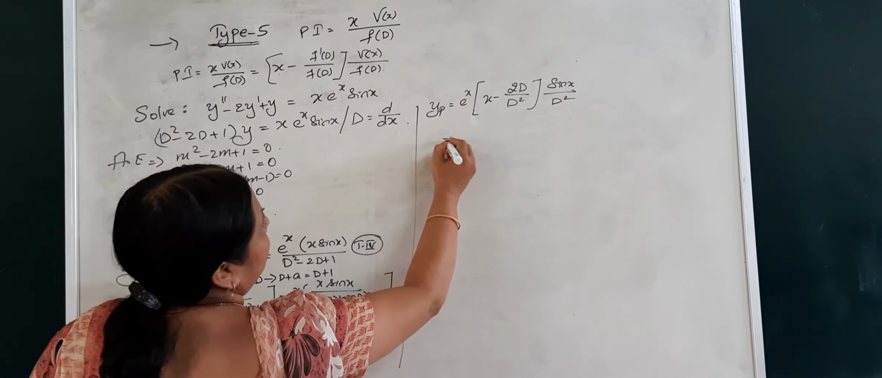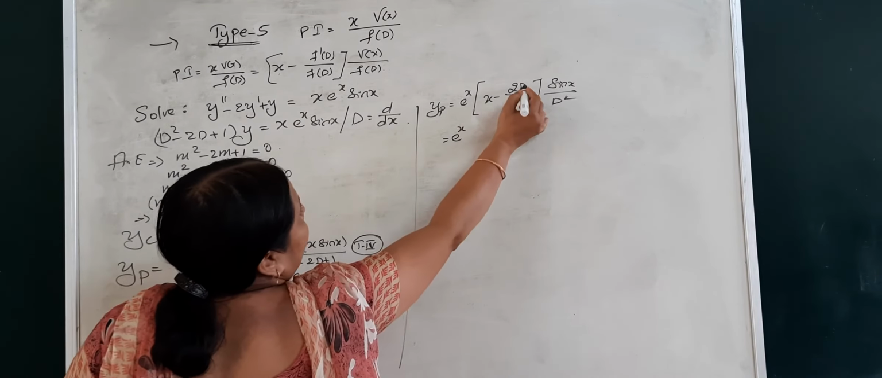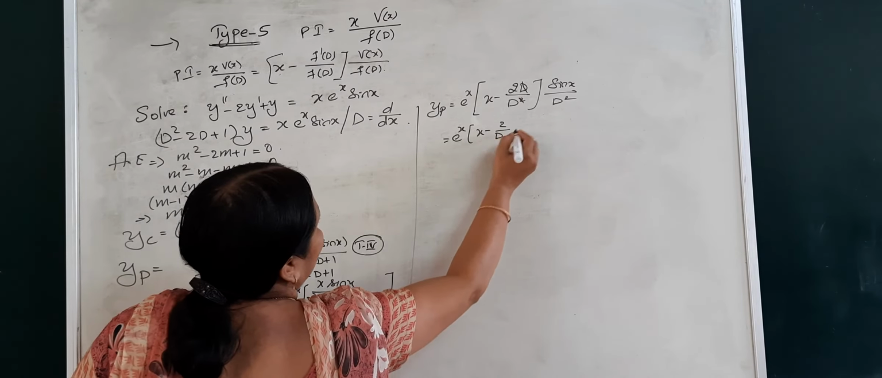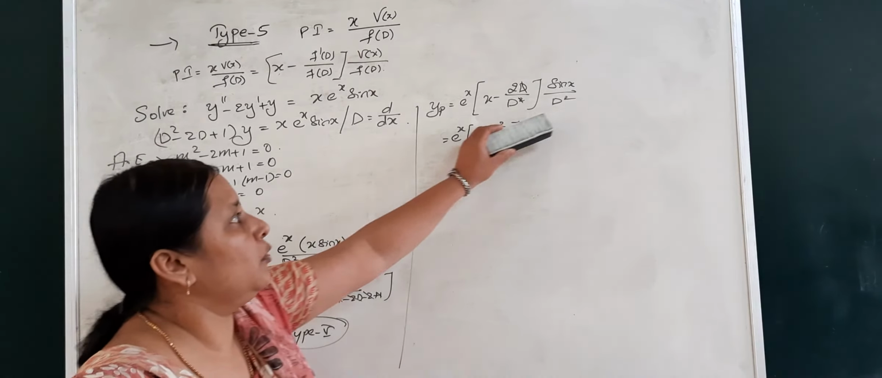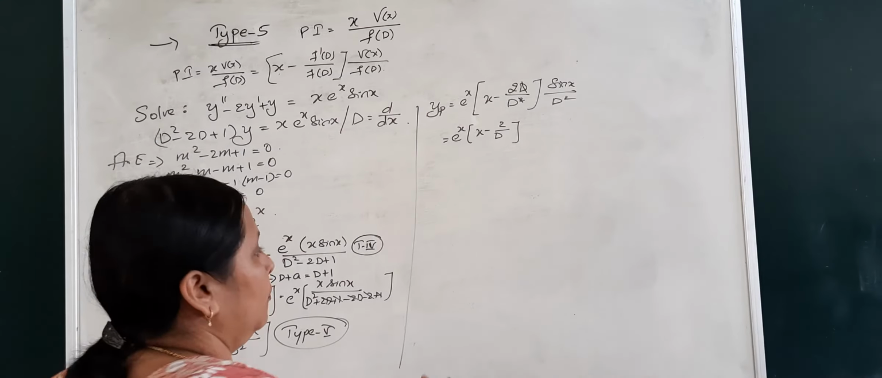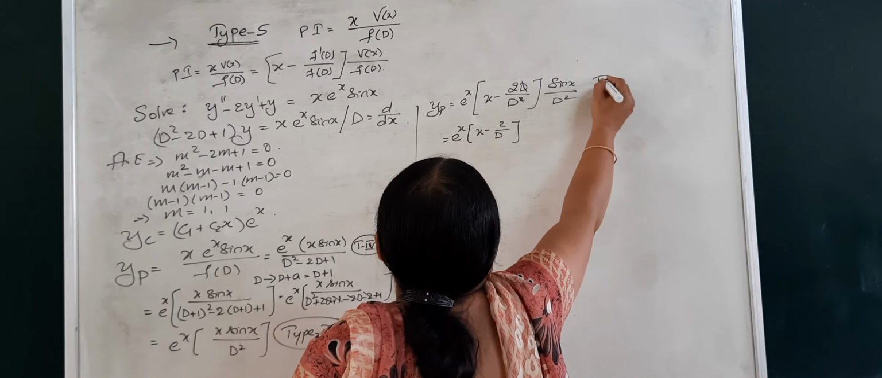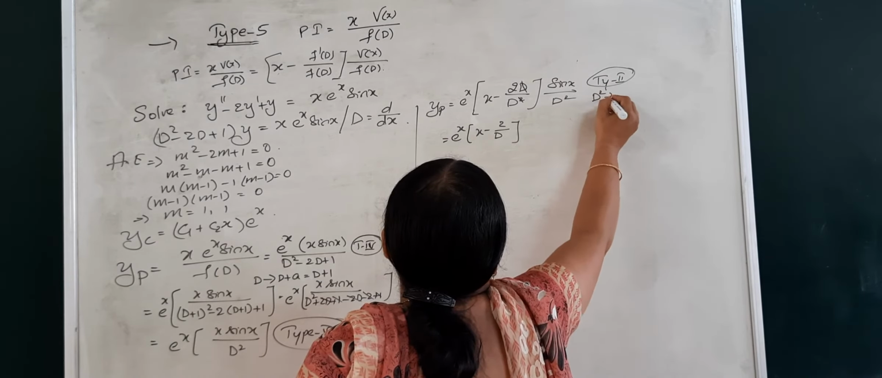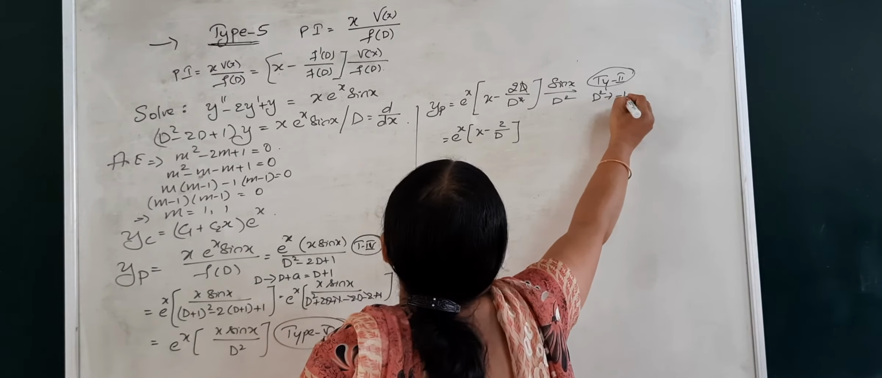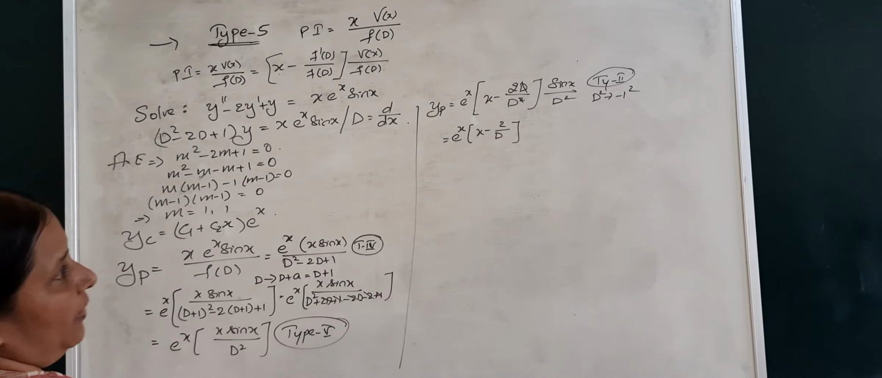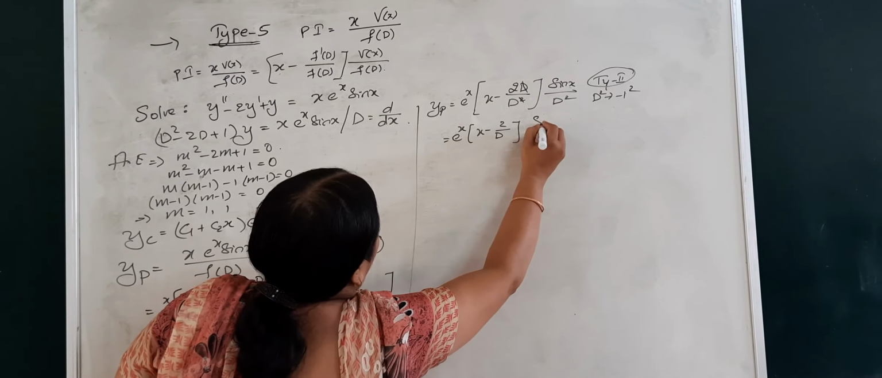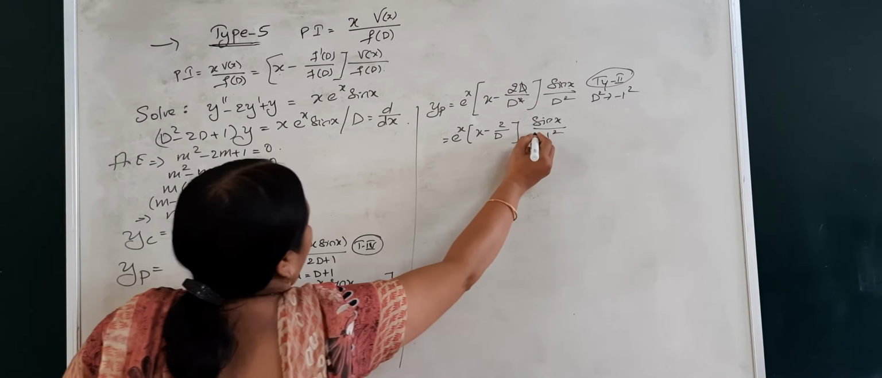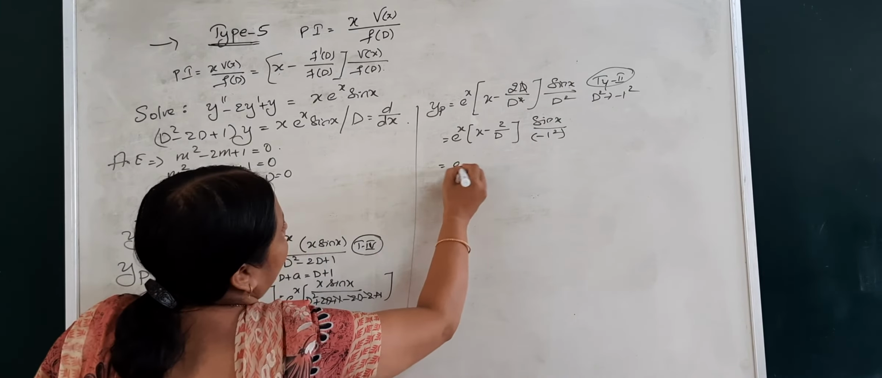So this is equal to e power x as it is. We can cut a D here, so it gets simplified, x minus 2 by D times of, now here I told you we have to apply type 2. So type 2, that is replacing D square by minus a square, and here our a is 1. So D square is replaced by minus 1 square. So sin x divided by minus 1 square, which is nothing but minus 1.